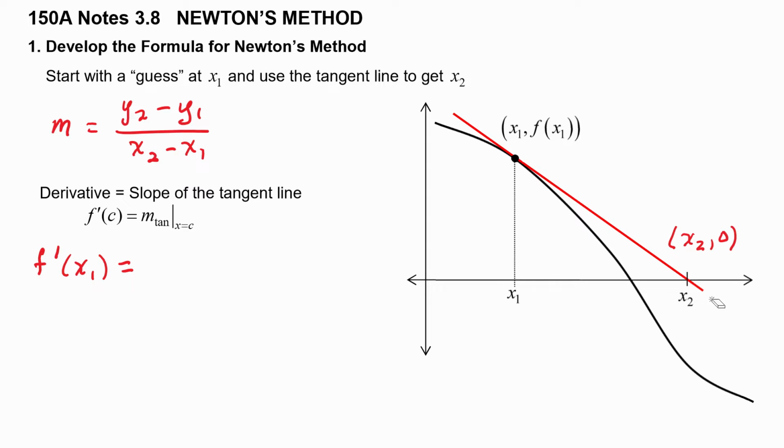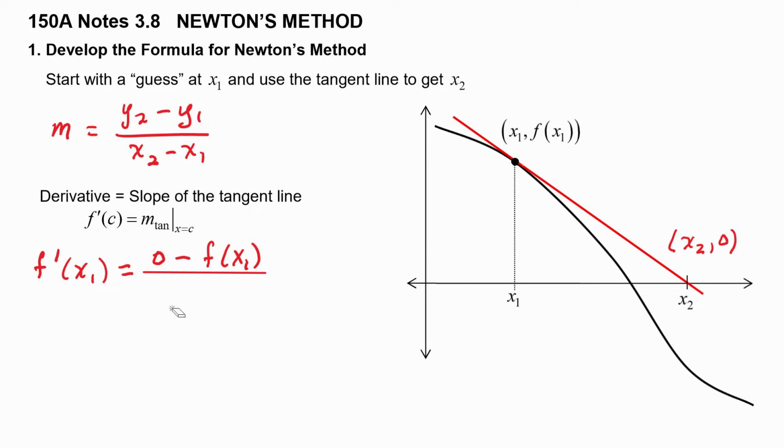Well, we can find that slope because we have 2 points on that line. So y2 is right here, it's 0, minus y1, which in this case would be f of x1, over x2, which is x2, minus x1, which is x1.